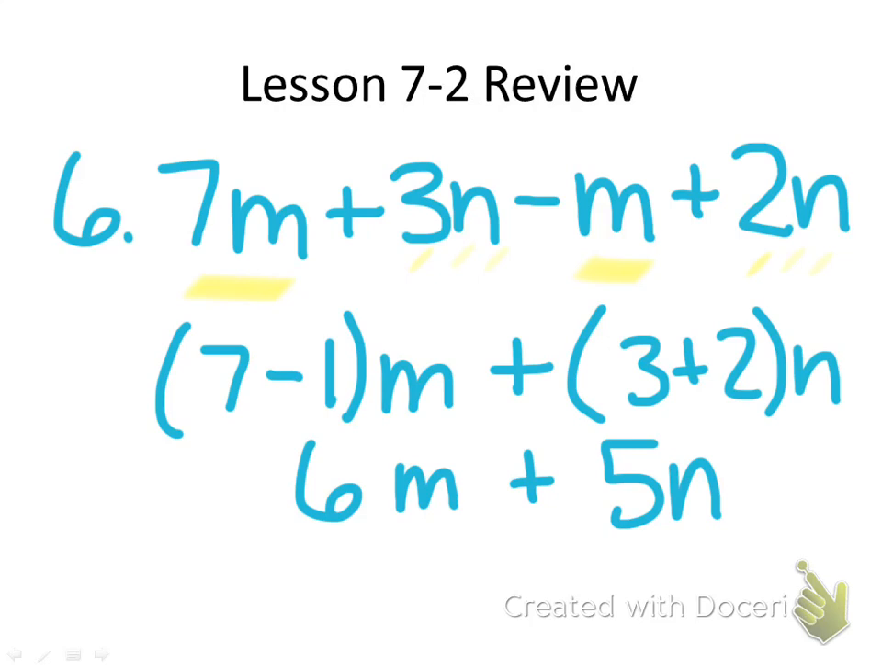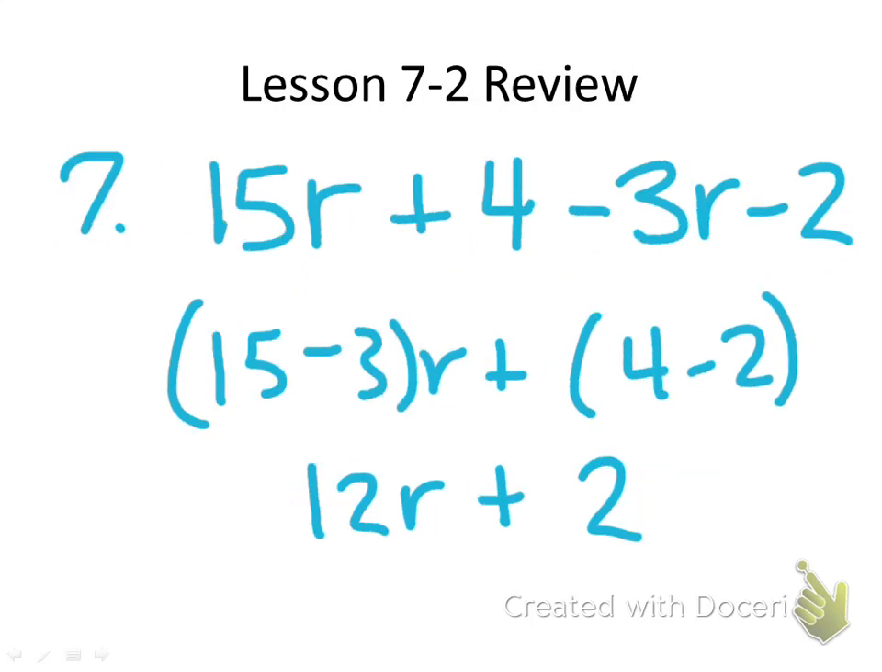Okay, I'd like you to pause the video and do number 7 on your own. Okay, you should have found that like terms were 15r and 3r. So 15 minus 3r was 12r. Then we had a 4 and a 2. Now they don't have variables, but they are both constants, so we can still add them together. So 4 minus 2 was 2. So my final answer is 12r plus 2.